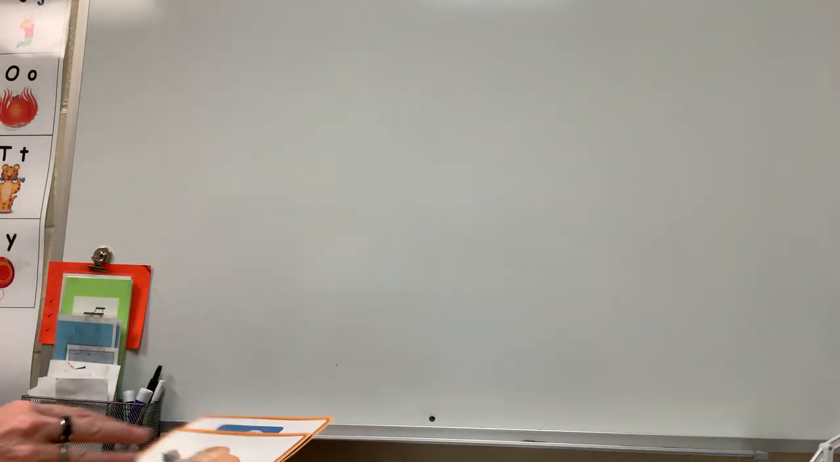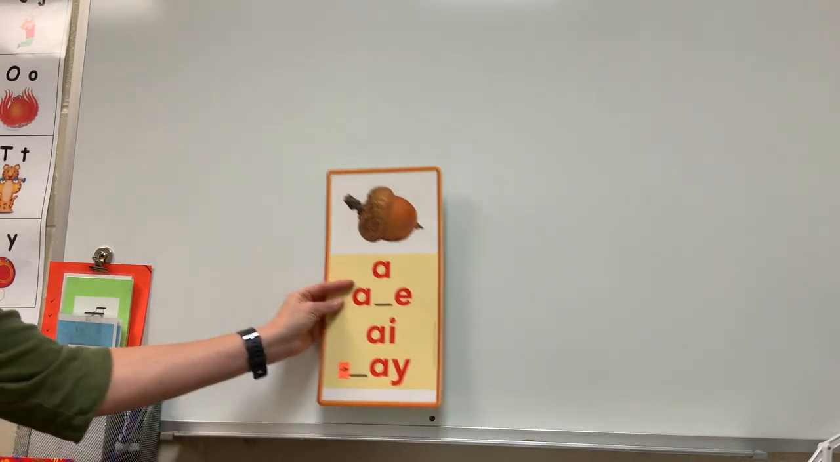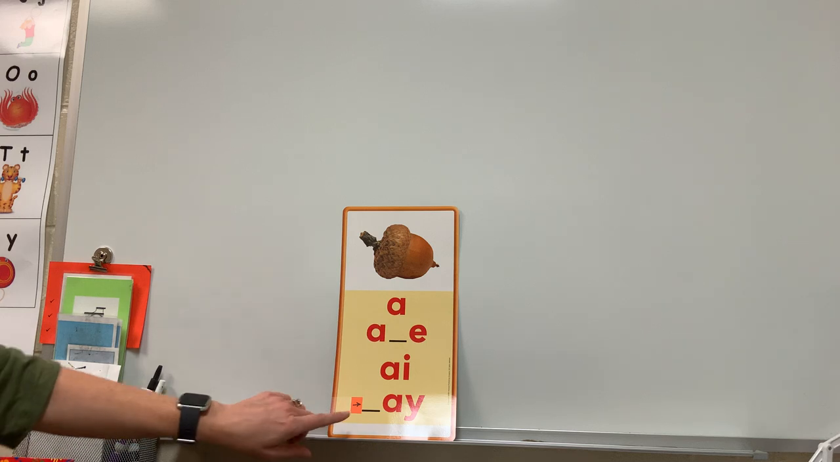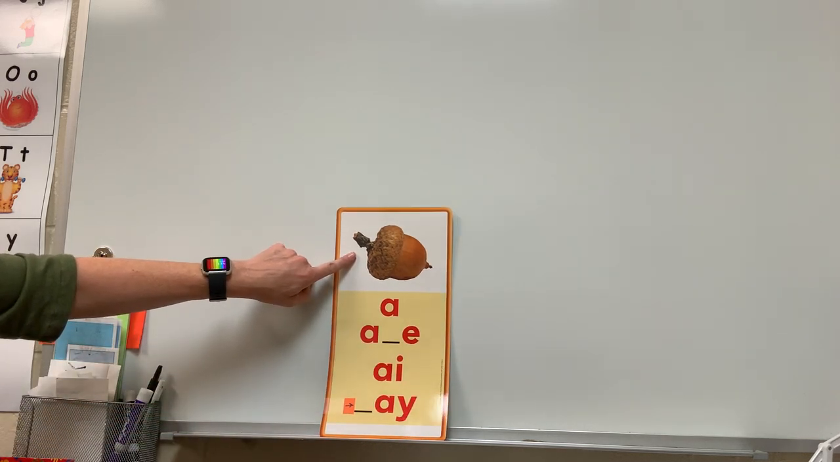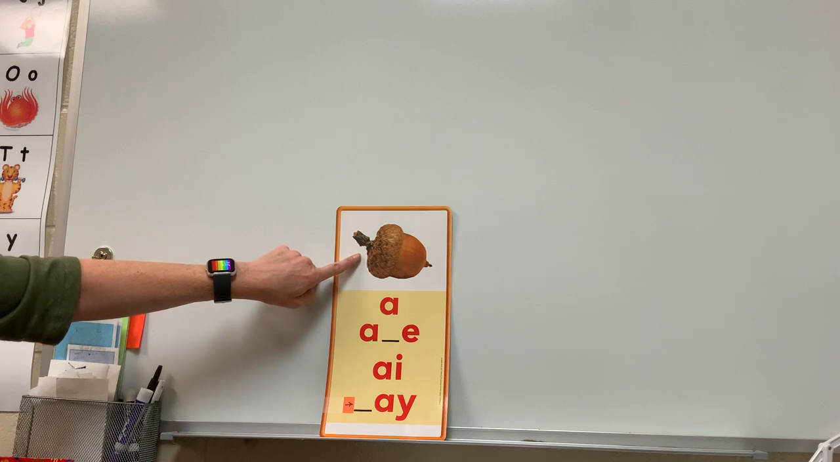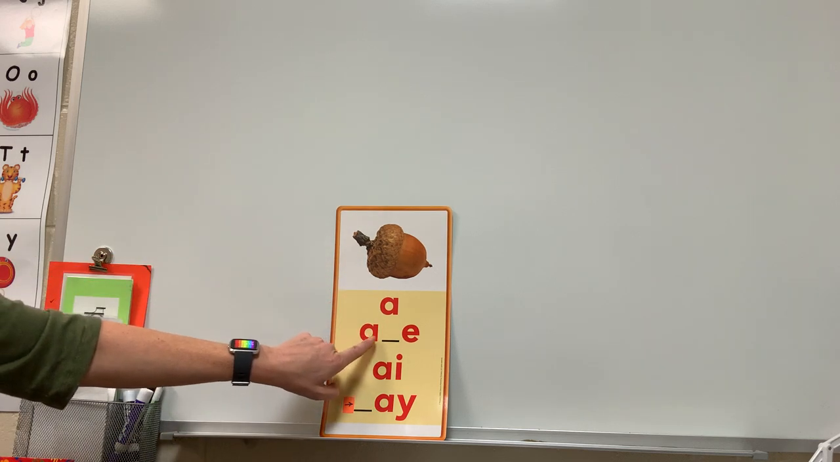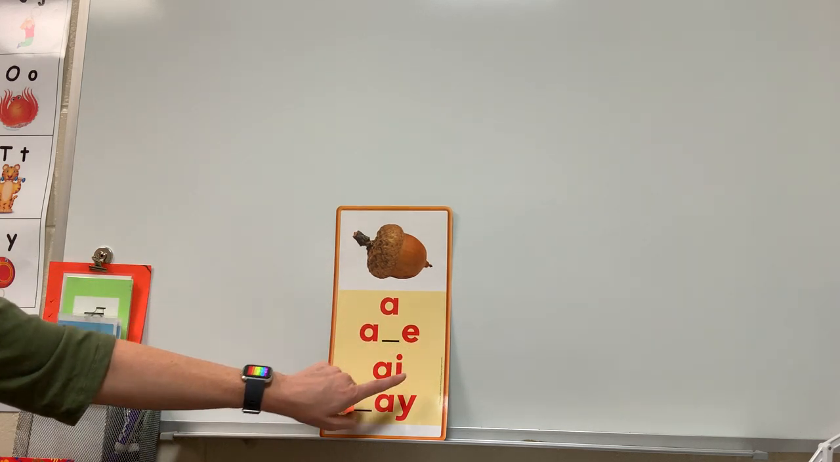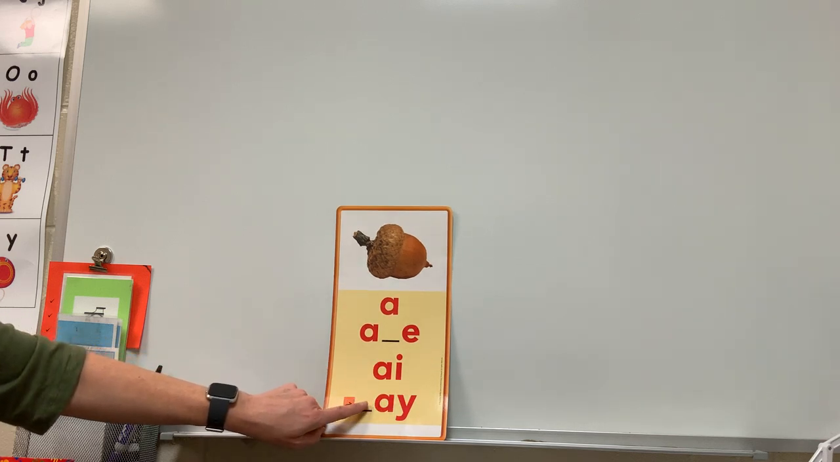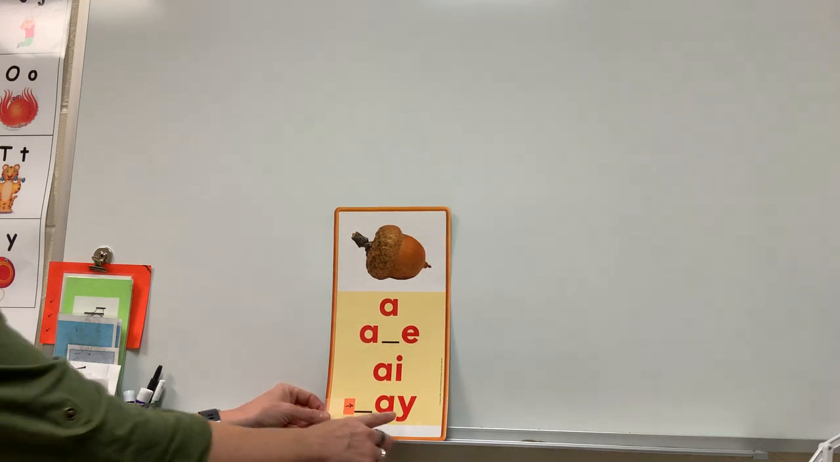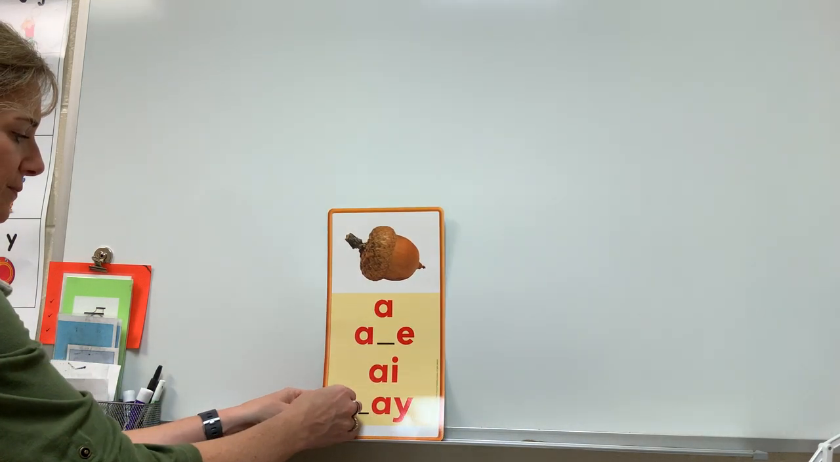In our last lesson, we were talking about the long A sound. This is an acorn. The first sound in acorn is A. We can spell A with A consonant E. A can also be spelled A-I. And A can also be spelled A-Y.